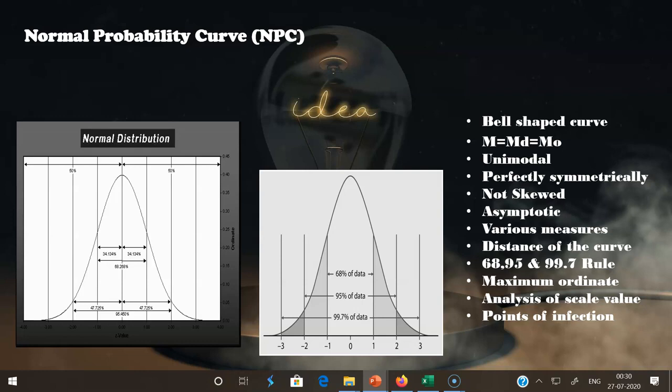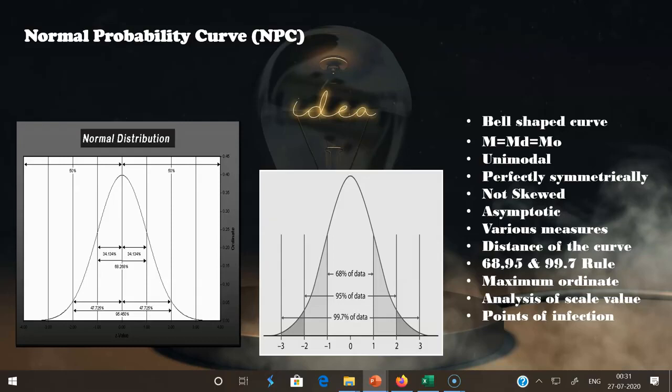The fifth property is called not skewed. It means that the curve is not skewed, and the measure of skewness is equal to 0. In the case of the normal probability curve, the skewness value is equal to 0. The next property is called asymptotic. The normal curve does not touch the base or the x-axis on both sides. Thus, it extends from minus infinity to plus infinity.